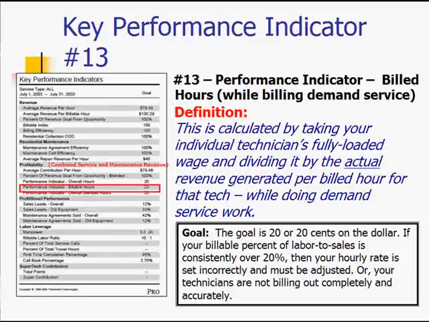If your billable percentage of labor to sales is consistently over 20, then your hourly rate is set incorrectly and must be adjusted, or your technicians are not billing out completely and accurately.